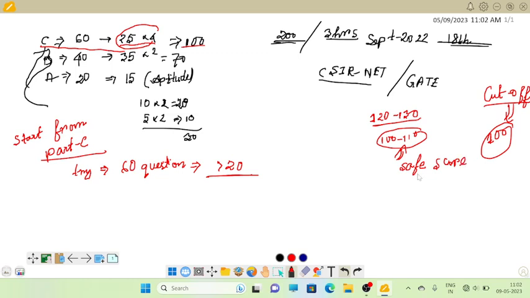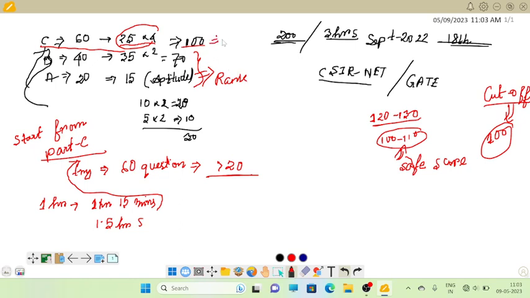My request to you is to give first 1 hour, or 1 hour 15 minutes, or 1 hour 30 minutes to part C, because only in this part can you qualify the CSIR-NET. Part B and part A will give you rank. If you want a rank, this will clear your JRF.